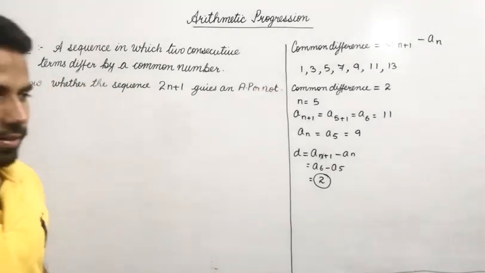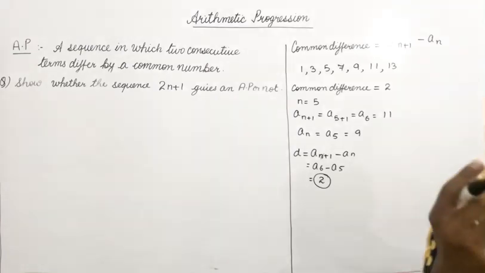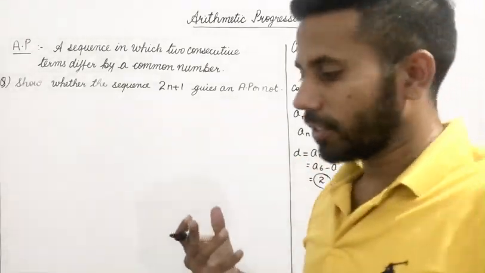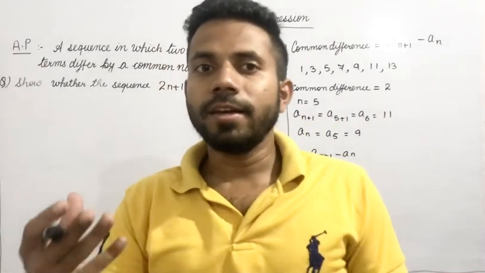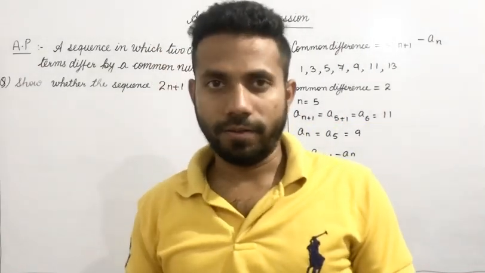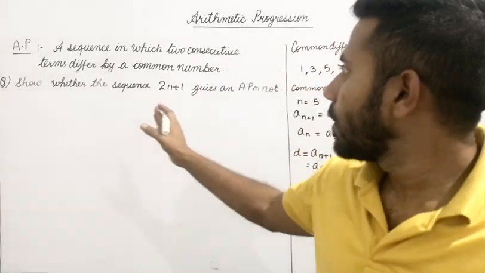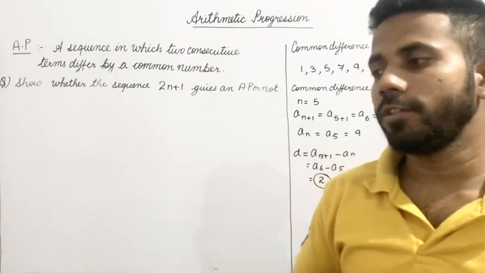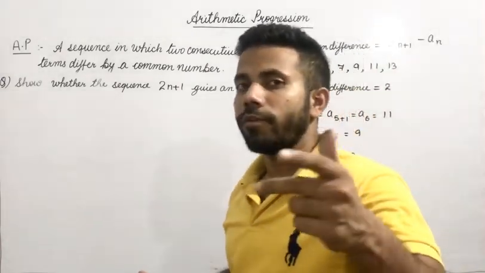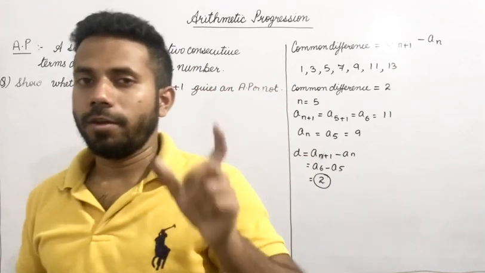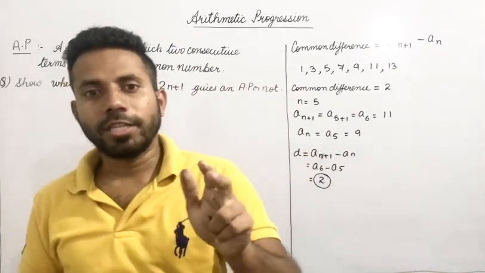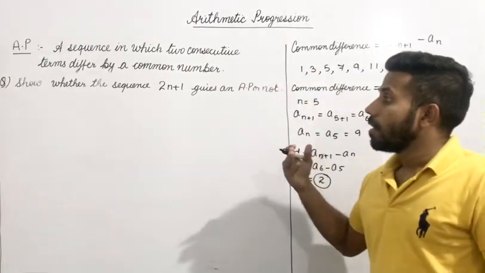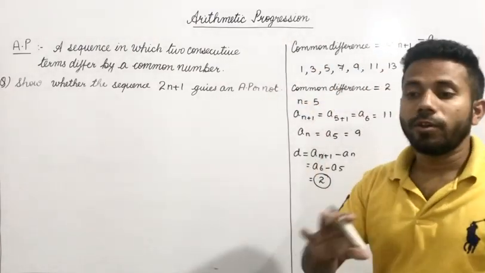Listen friends, listen, the very basic thing. If the general term of a sequence is a linear polynomial, if the degree of the general term of any sequence is 1, that is an equation in one variable, then that will give an AP. And if the degree of the general term of any sequence is 2, 3, 4, then that will not give an AP.